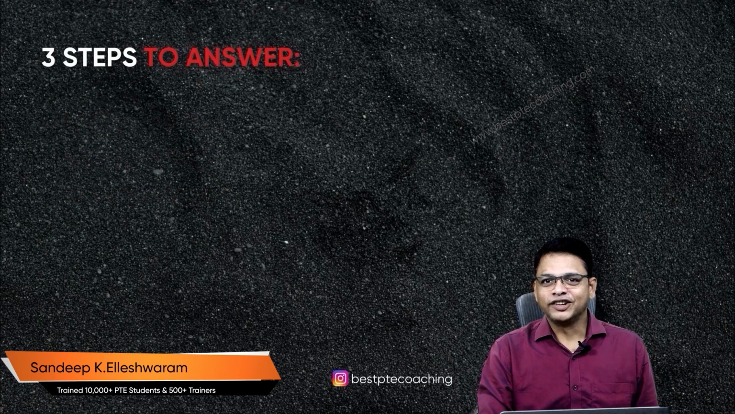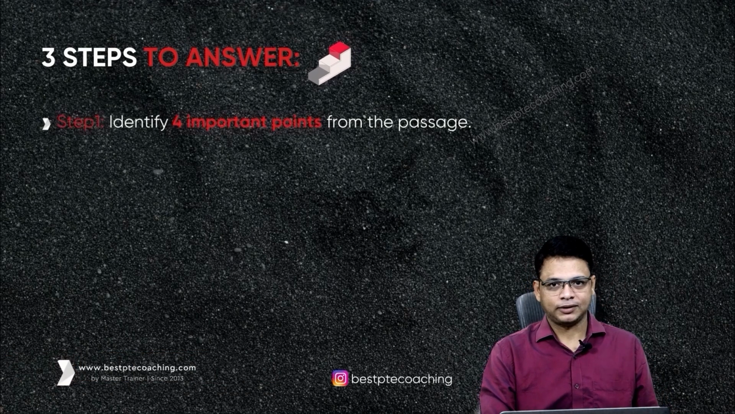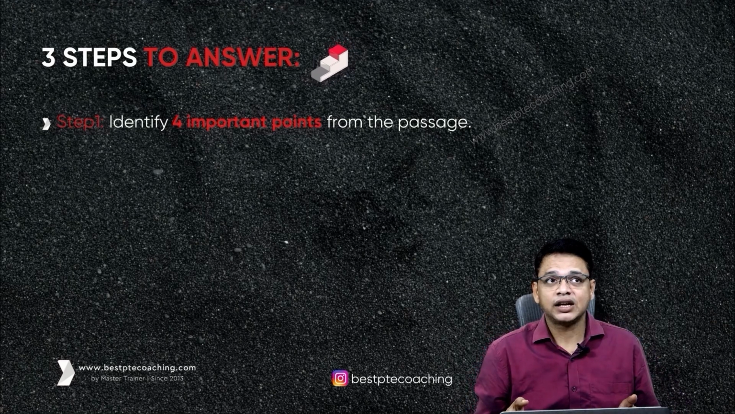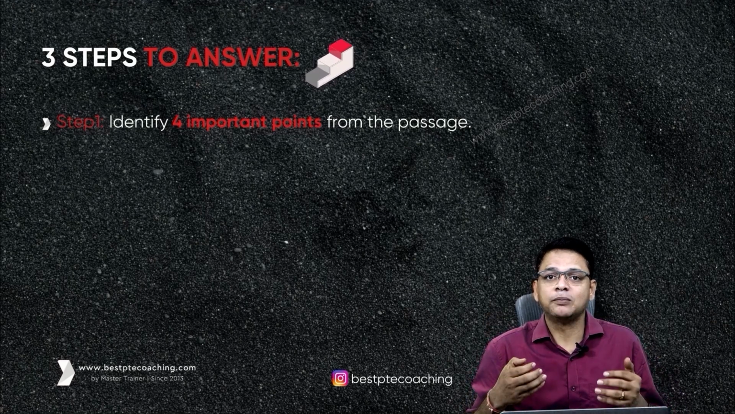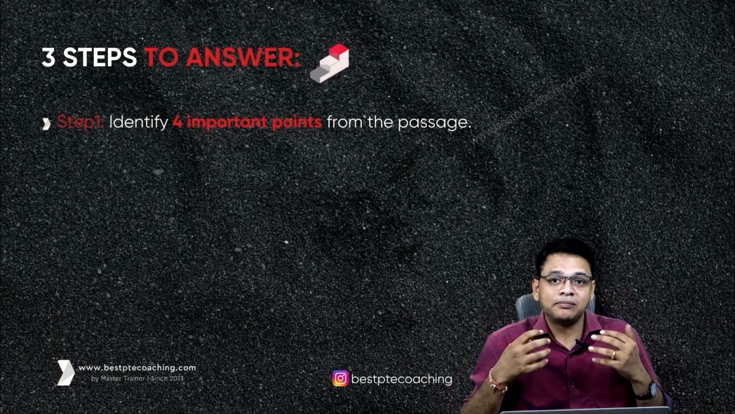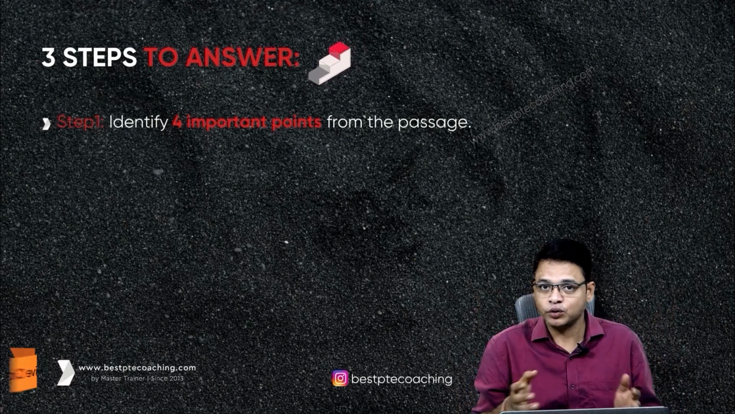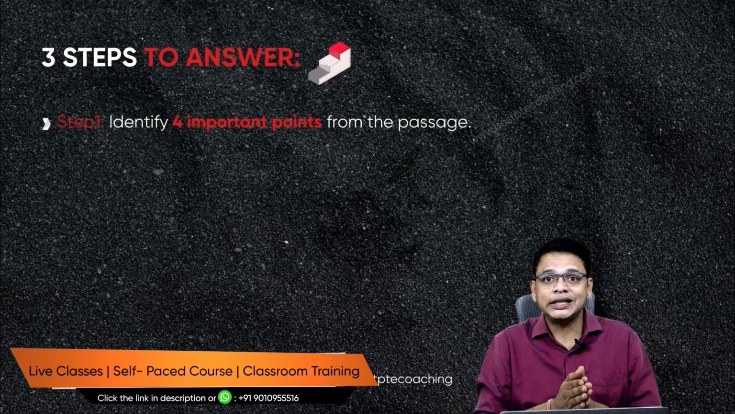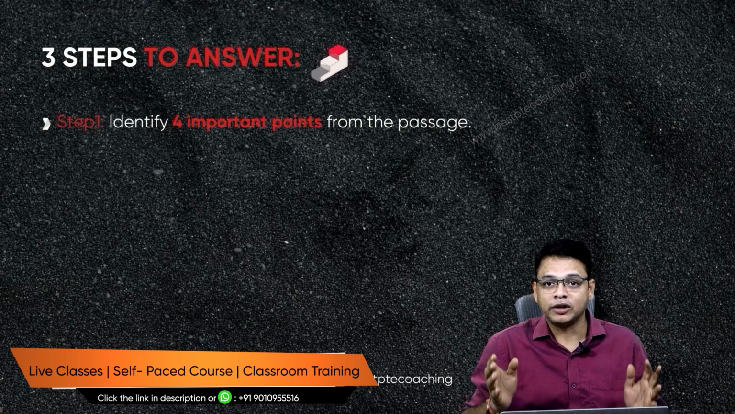So now, interesting thing, what is it? How to answer Summarize Written Text in 3 simple steps. Step number 1, you identify 4 important points, 4 crucial points from a passage, whatever you get. So it is easy to spot those 4 important points.